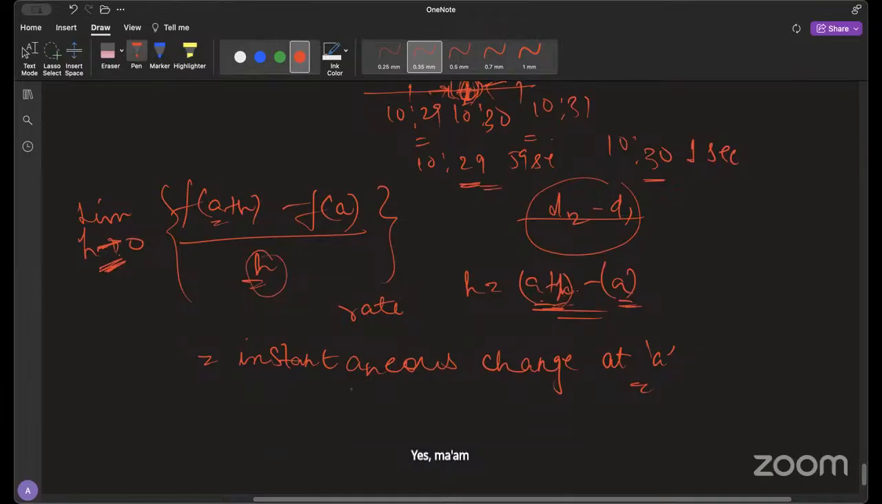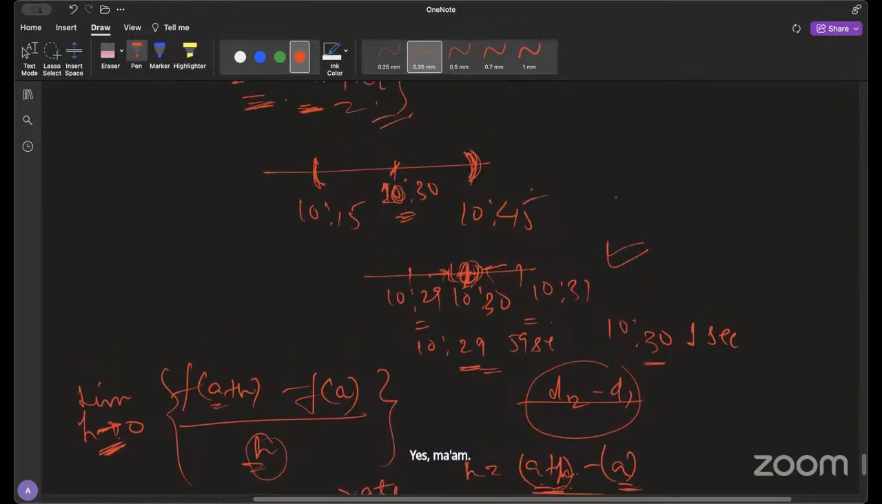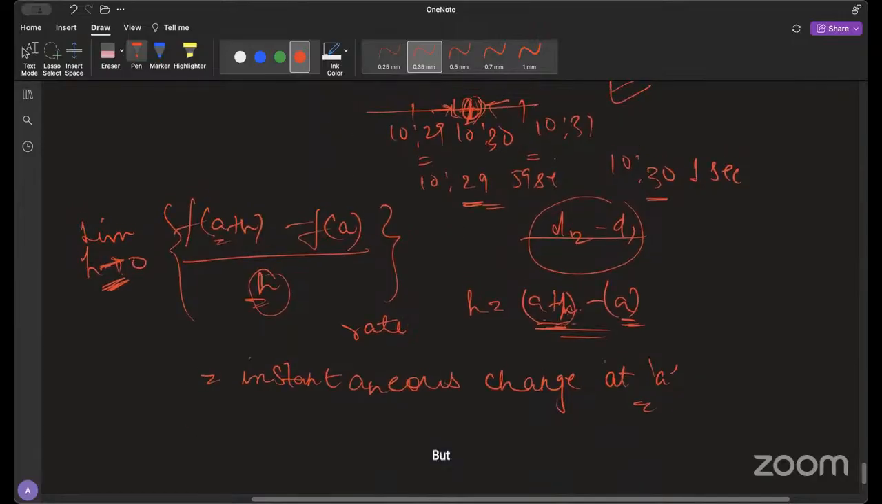Yes, ma'am. If anybody has a doubt in this, it was just conceptual. Even if you don't understand this part, it's fine. But just to have an idea of how this works in real life, it's important to know this. Basically, this limit gives you the instantaneous change. So it's the instantaneous rate of change at a.